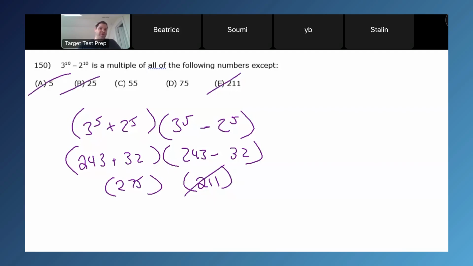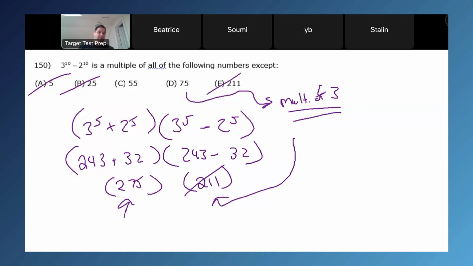It's clear that the 5 and the 25 are out, because those go into 275. Now, the 55 and 75 are interesting. Remember, 75 is a multiple of 3, and you're never going to have a multiple of 3 in 211 or 275. You can just figure that out by adding the digits together and seeing that you don't get any multiples of 3. Therefore, 75 is not going to go in.